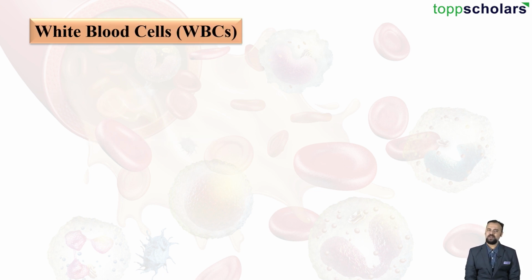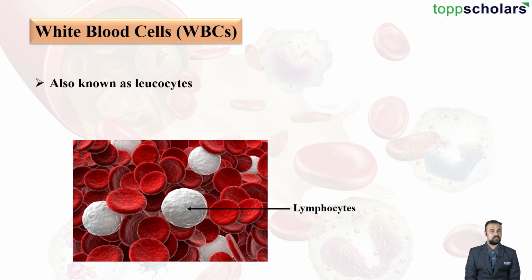Students, white blood cells are abbreviated as WBCs and they are also called leucocytes. Yes students, also known as leucocytes because they are white in color. One type of leucocyte is the lymphocyte you see in the diagram. The word leukos means white and cyte means cell.